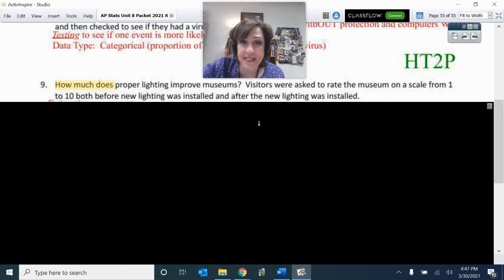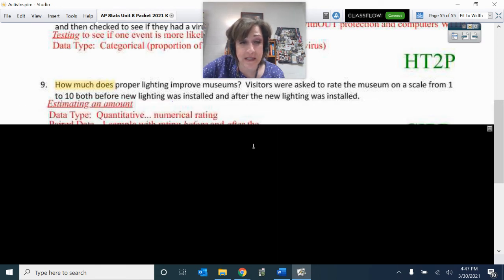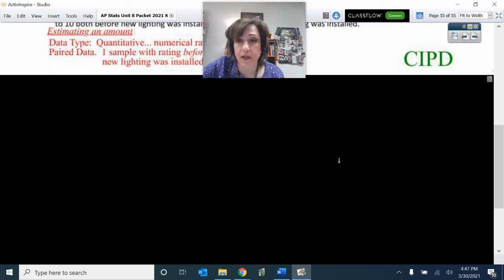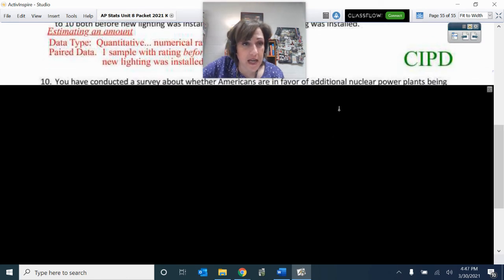But is it a hypothesis test or a confidence interval? Are we saying is it better afterwards, or are we saying how much better? Looks like we're saying how much better. So that's an interval estimating an amount. Confidence interval, paired data.